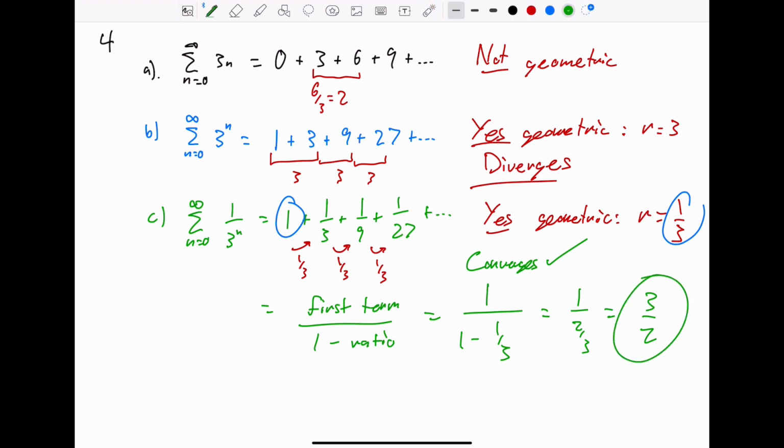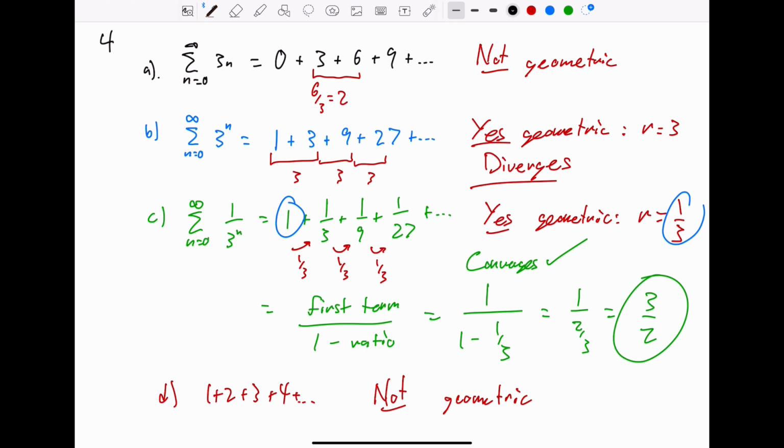Take a look at part D. For part D, we have the series 1 plus 2 plus 3 plus 4. Is this a geometric series? Again, we want to look for common ratios. From 1 to 2, we have a ratio of 2 because I just multiply by 2. To go from 2 to 3, do I have a common ratio of 2? Well, no. If I multiply 2 by 2, I get 4. I don't get the next term 3. So is this a geometric series? No, it is not. This is not a geometric series.